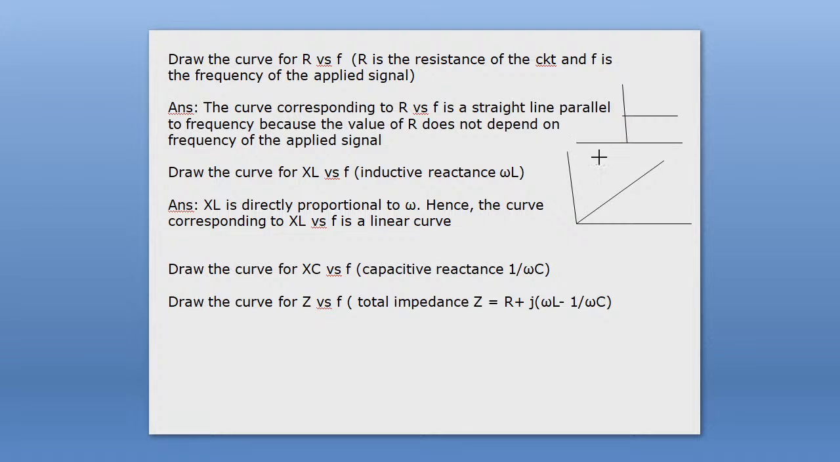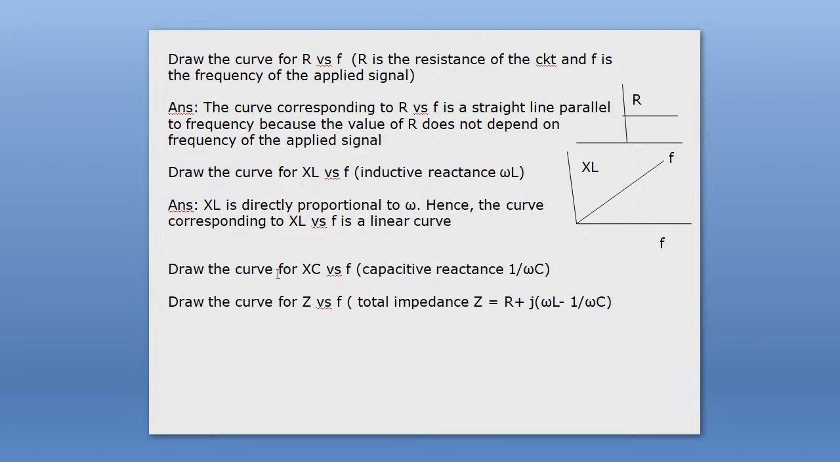And now you can write, this is frequency F. Similarly, this is capital R, and along the x-axis you just write frequency F.